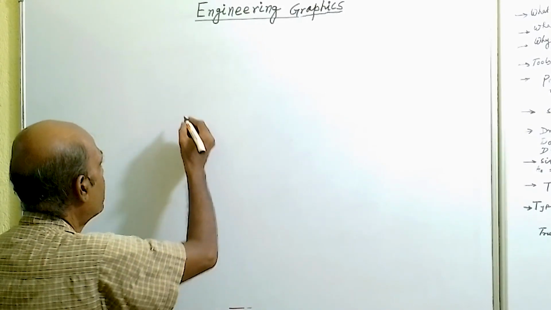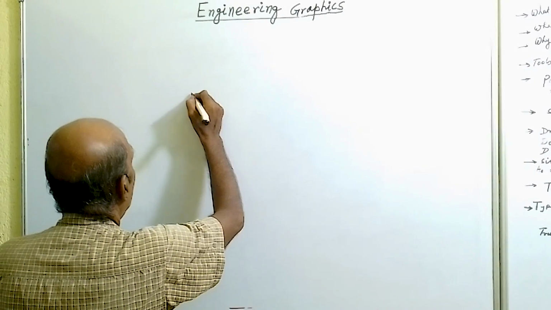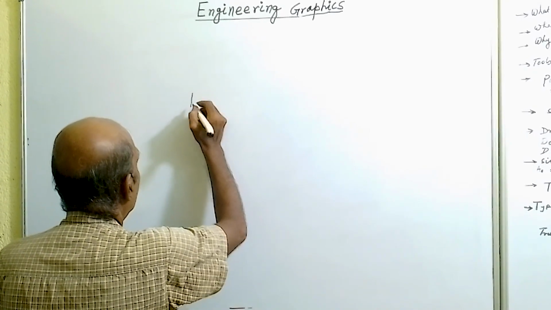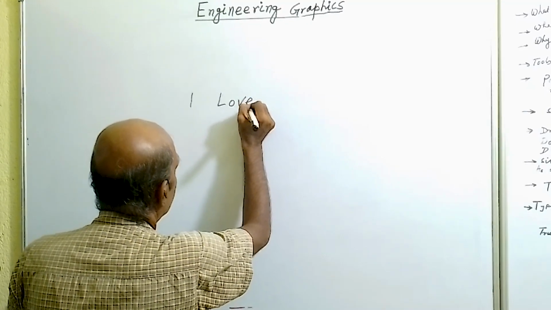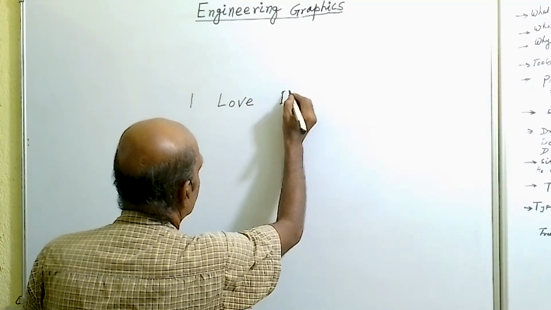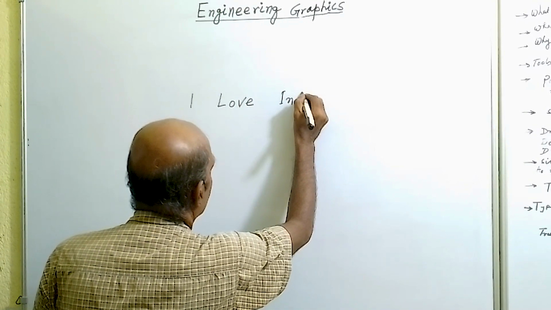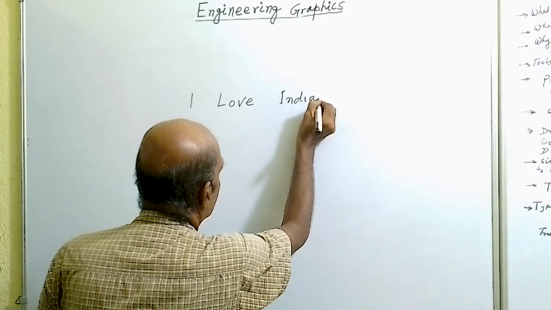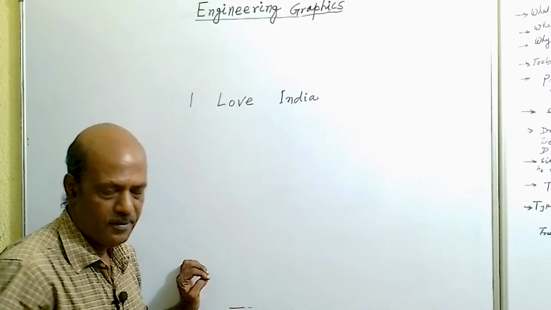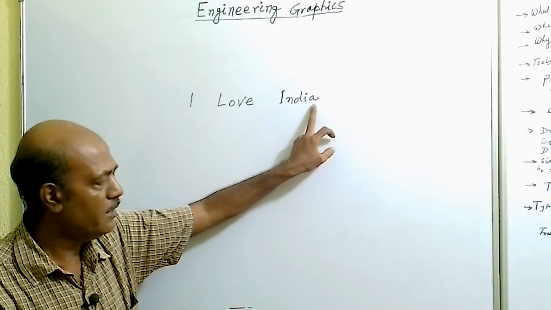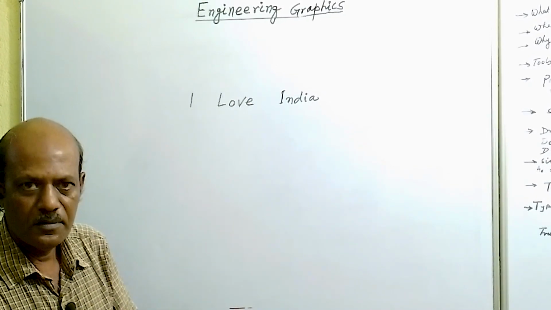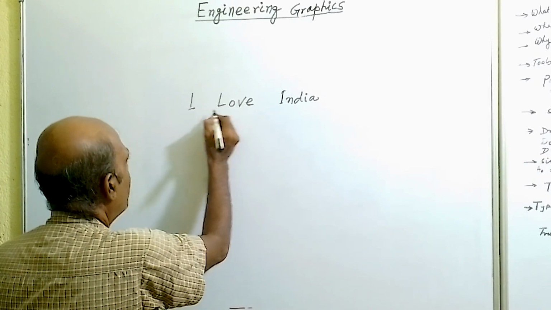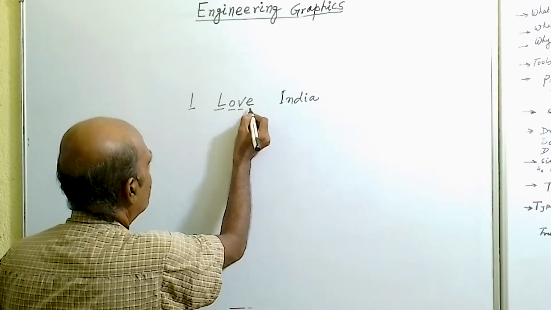So now I am writing one sentence here. I love India. So just I have written some letters here. So I love India. I hope everybody knows the meaning of this. So these are the alphabets, English alphabets.